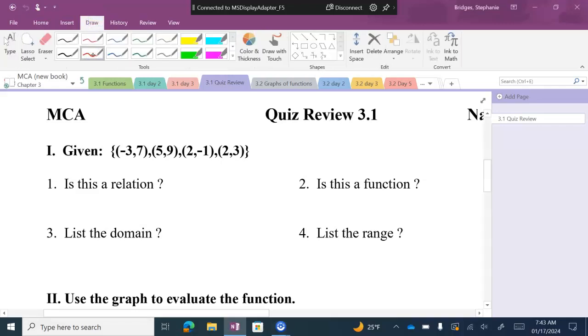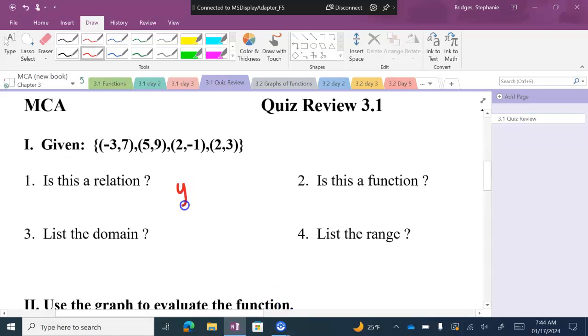Okay, so we have our list of ordered pairs: (-3, 7), (5, 9), (2, -1), (2, 3). So the first question asks, is this a relation? What should the answer be to that question every time? Yes. A relation is just a set of ordered pairs. So if I give you a list of ordered pairs, which I am, when I ask you if it is a relation, the answer is always yes. You should not say no to that question. There'll be 2 of those on the quiz.